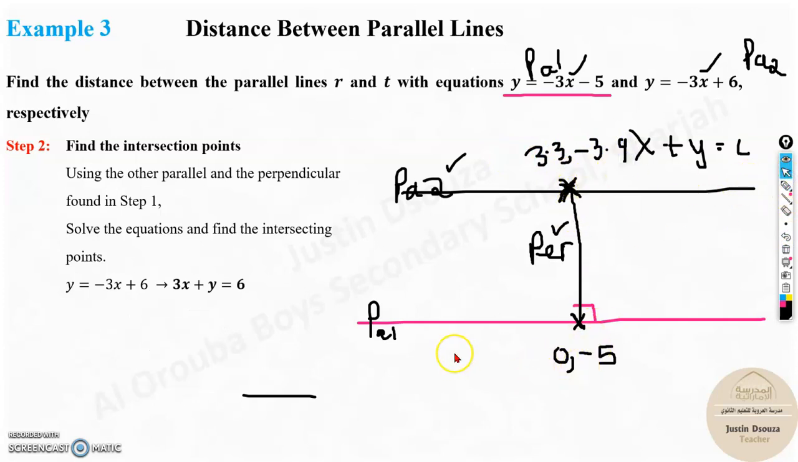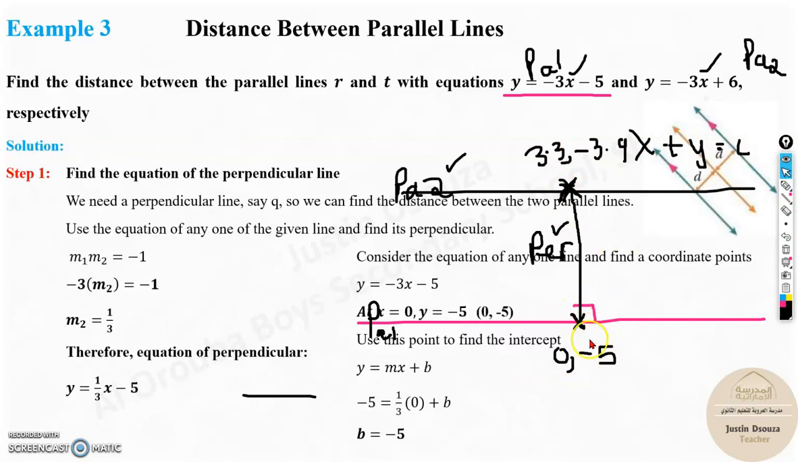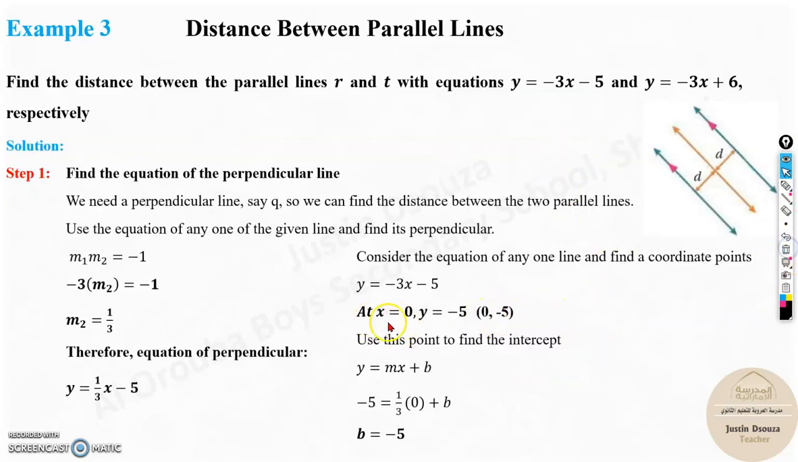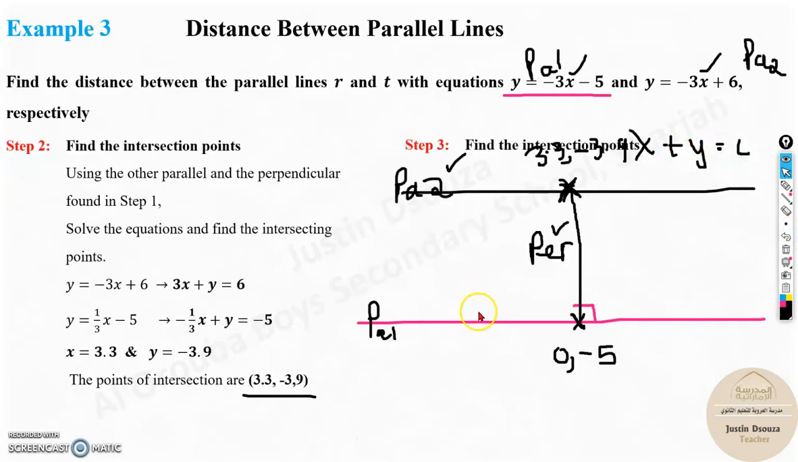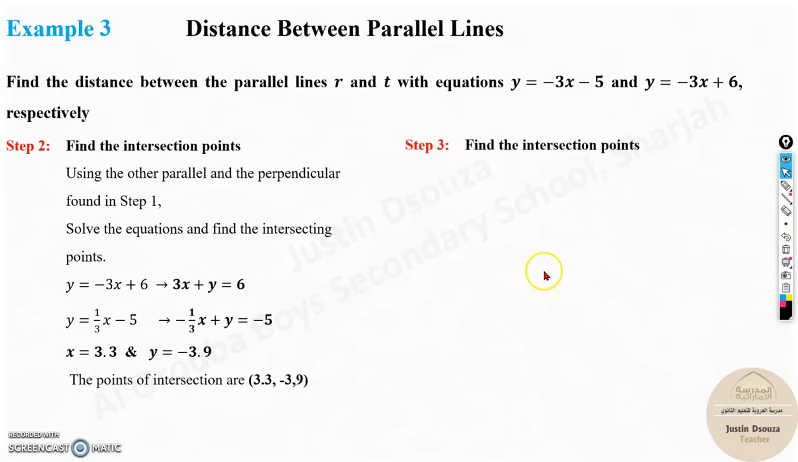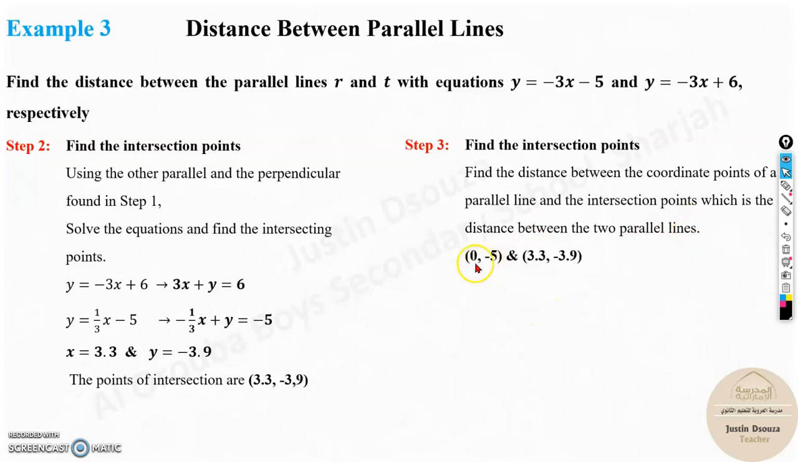I'll just show you where this 0 comma minus 5 is. See over here. We had considered this, right? That is very crucial for now, because now we know the two intersecting points. If we find the distance between 0 comma minus 5 and 3.3 comma minus 3.9, we will get the perpendicular distance. Let us do it now. The intersecting points are 0 comma minus 5 and 3.3 comma minus 3.9.